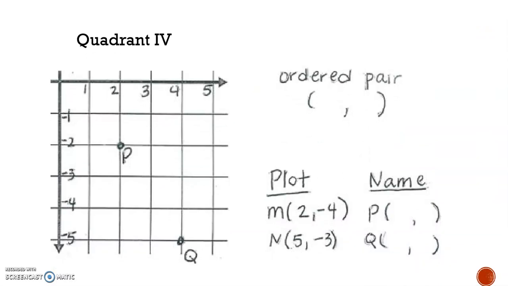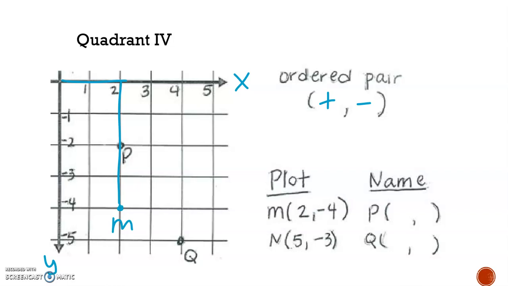Okay, in our last quadrant, you can see our x values and our y values. In order to get into quadrant 4, all your x values are positive and all your y values are negative. So if we are plotting M is at 2, -4. So that tells us to move right 2 and down 4. So right 2 and down 4. So put a dot and label that with an M.